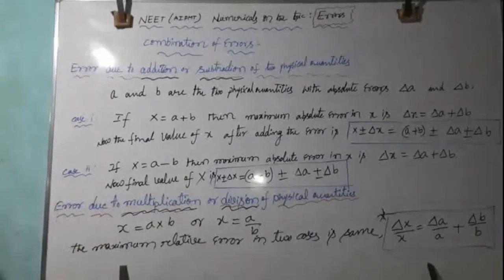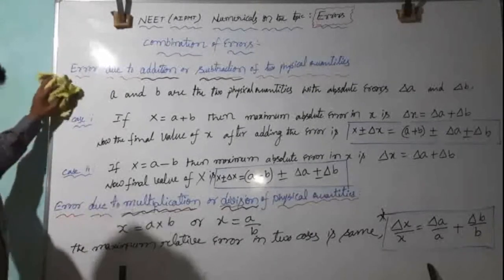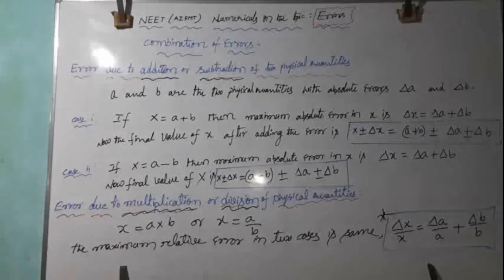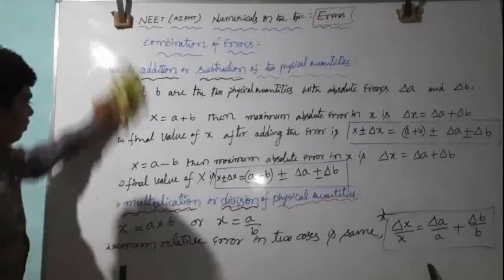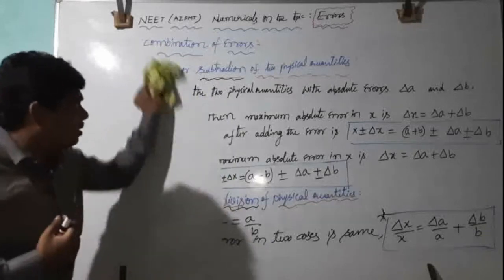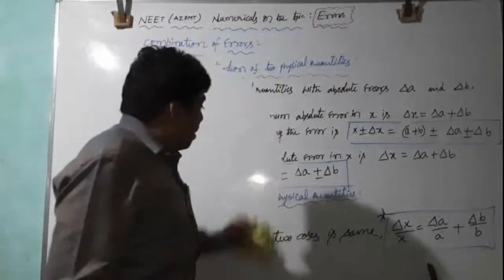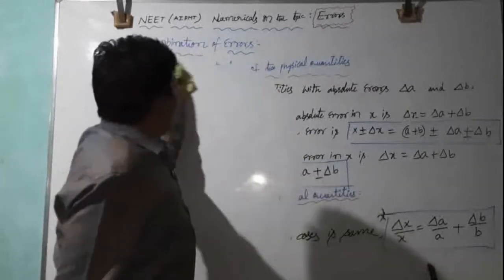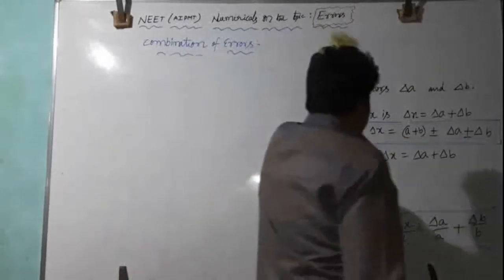And the last one is the error due to a power. Here I have explained addition, subtraction, later multiplication, division. And one more thing is the error due to the power of a physical quantity.